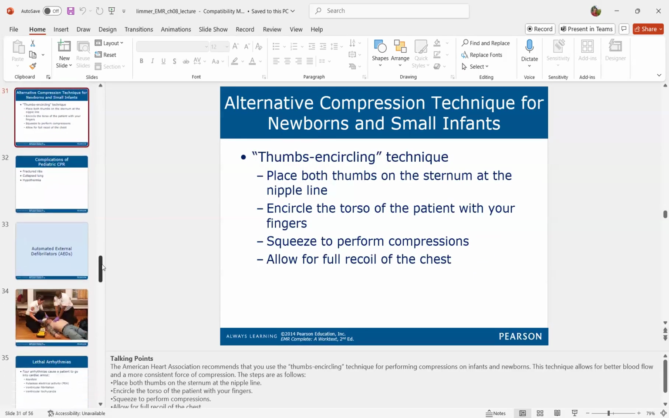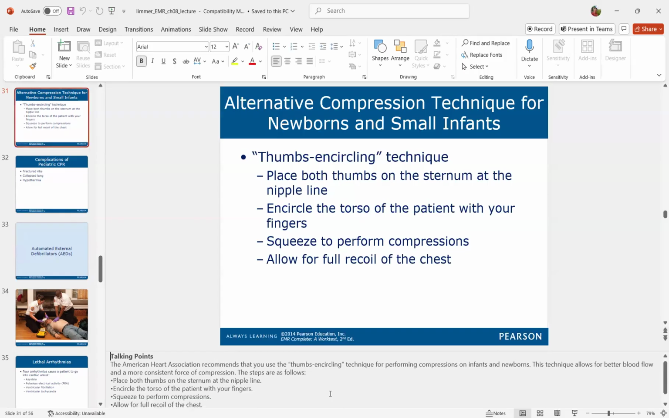The thumb encircling technique, I'm sure you guys have seen this, but this is the most effective for infants, placing your thumbs on the sternum at the nipple line, encircling your hands around them and squeezing down and allowing for full chest recoil. You can do the two-finger technique, but this is, they say, the best one to do for infants.